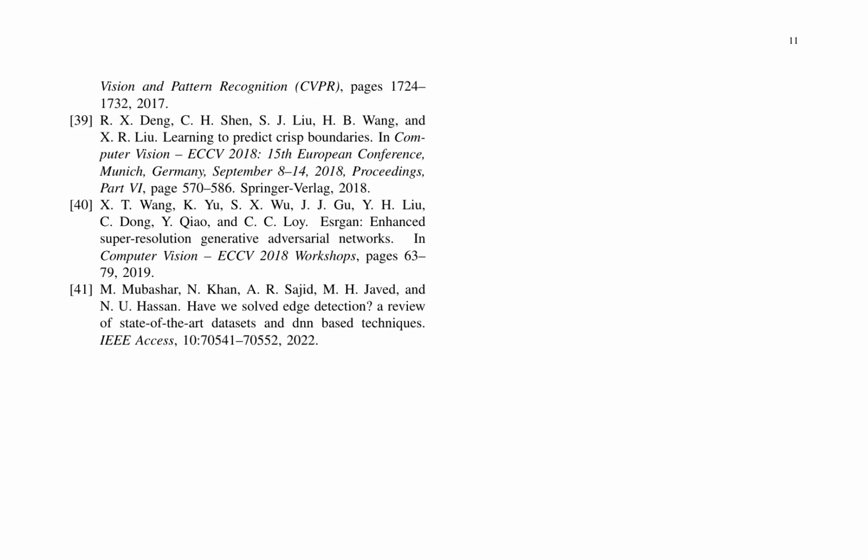The paper discusses the advancements in edge detection techniques, particularly focusing on deep neural network (DNN)-based methods. It reviews state-of-the-art datasets and techniques, highlighting the progress made in this field. The authors also explore the question of whether edge detection has been fully solved, considering the current capabilities of DNN models. The paper cites several key studies that have contributed to the development of edge detection algorithms.